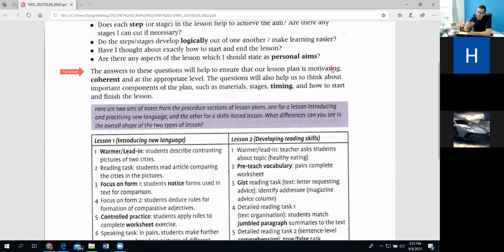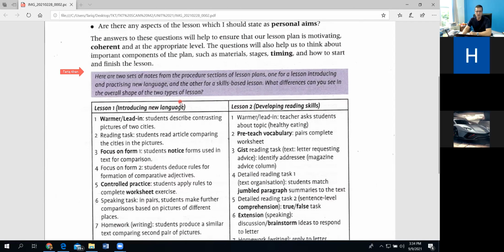Now, you just ask these questions of yourself, and then you see how your lesson plan is motivating, coherent, and at the appropriate level. Coherent, if you remember, we had discussed that in module 1, which is logically connected, and appropriate, suitable for the level. The questions will also help us to think about important components of the plan, such as materials, stages, timings, and how to start and finish the lesson.